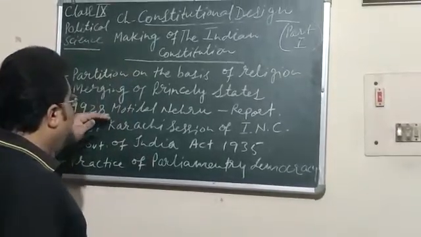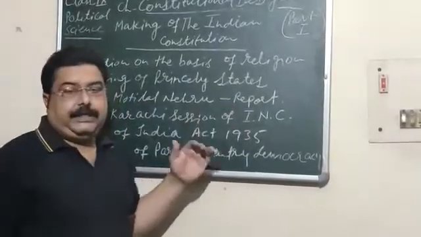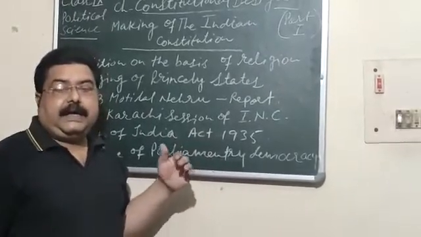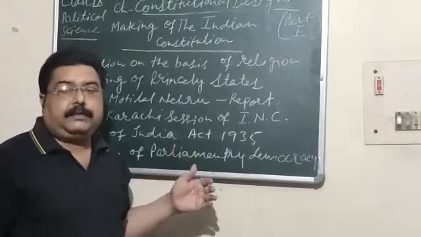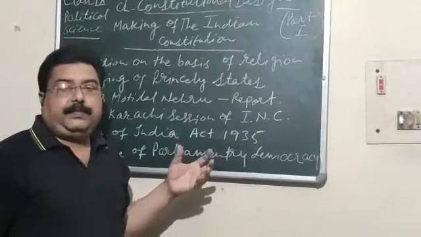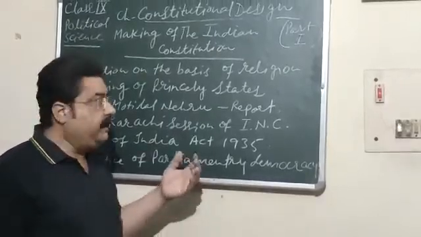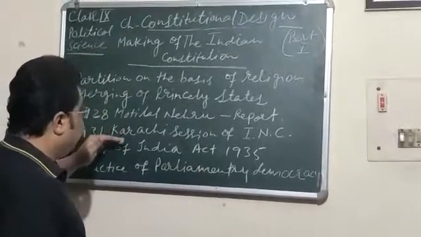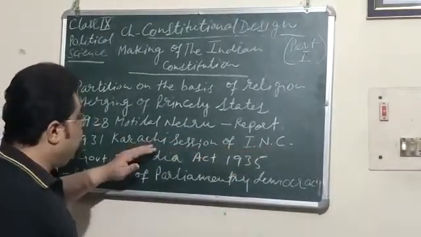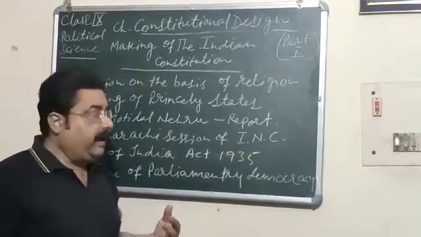After that, in 1928, Motilal Nehru presented a report. It is known as the Nehru Report, as well as a constitution made by Motilal Nehru and 8 other Congress members, where he proposed how the structure of the Indian nation should be. In 1931, a session of the Indian National Congress was organized in Karachi, where they proposed a federal structure for India.